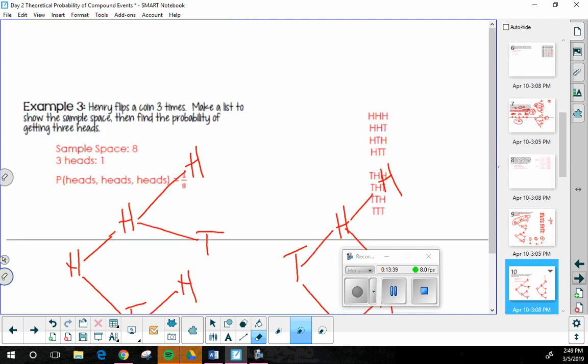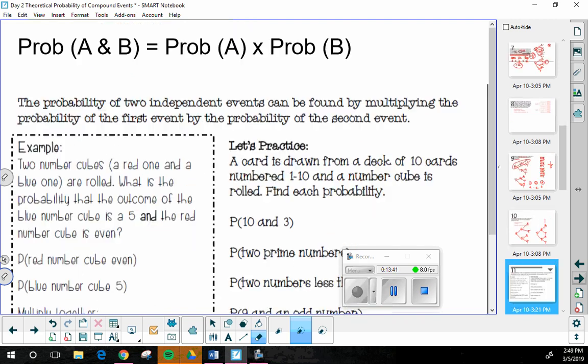Okay, so I'm going to give you about 45 seconds to glue this in your notebook, and we're moving on to the next portion of our lesson on compound events.